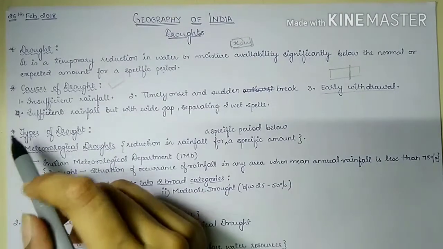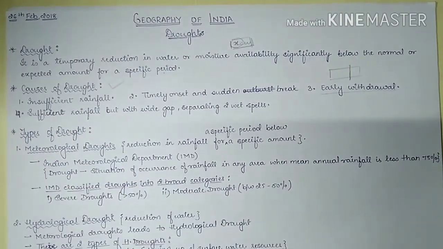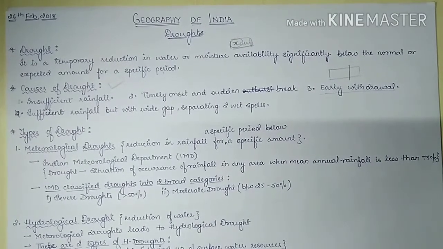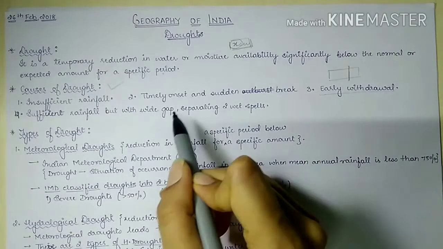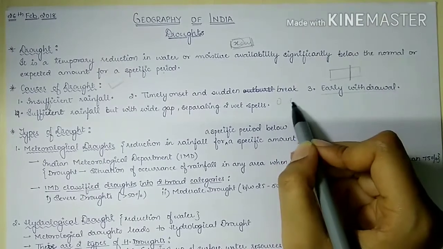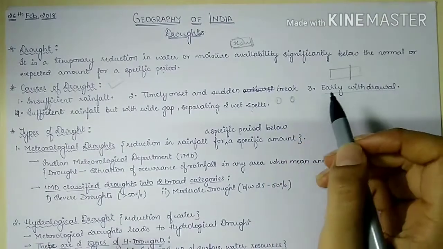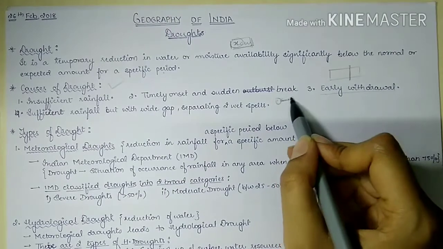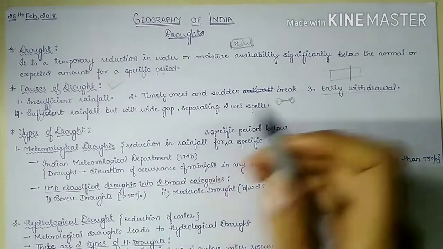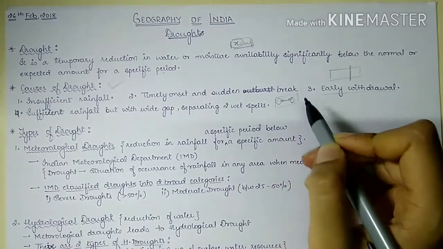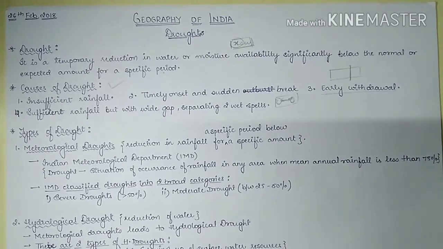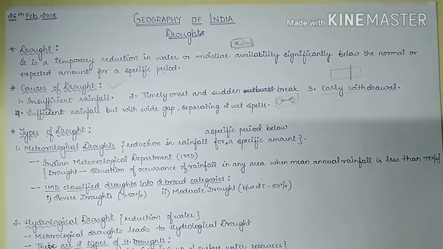Lastly, we may have a sufficient amount of rainfall, but with a wide gap separating two wet spells. It is the same as the earlier case, but the difference is we have breaks in between two wet spells. So the amount of rainfall is sufficient, but it is not effective. It is the effectiveness of rainfall that is required.